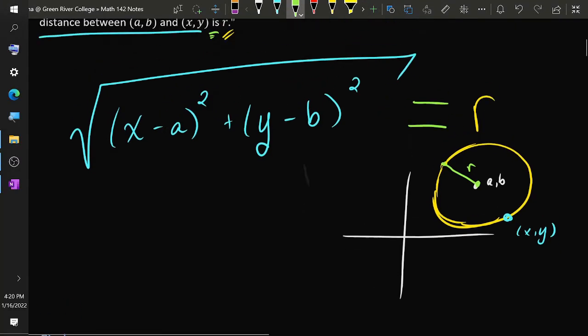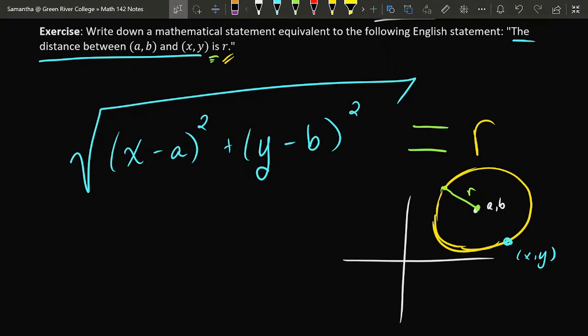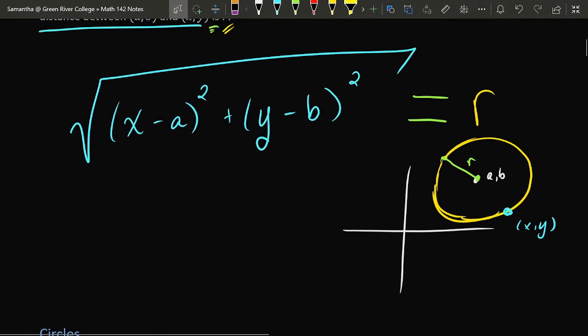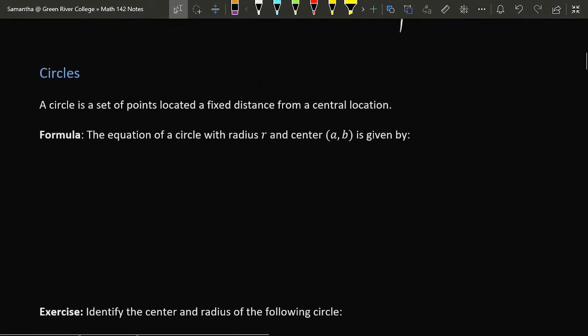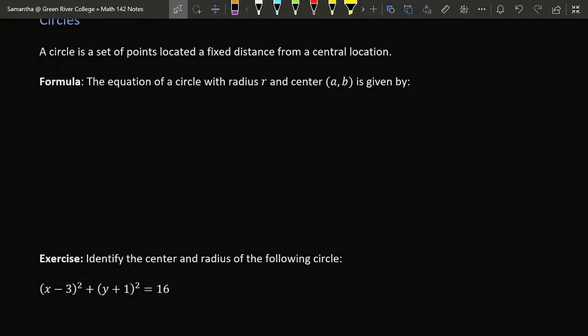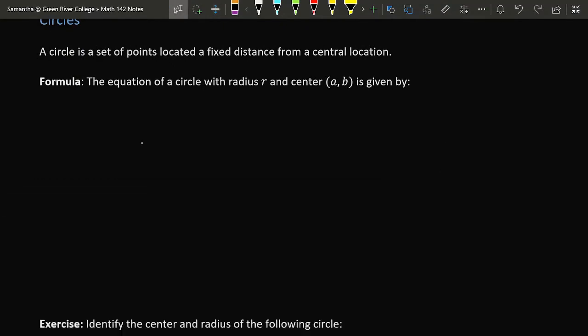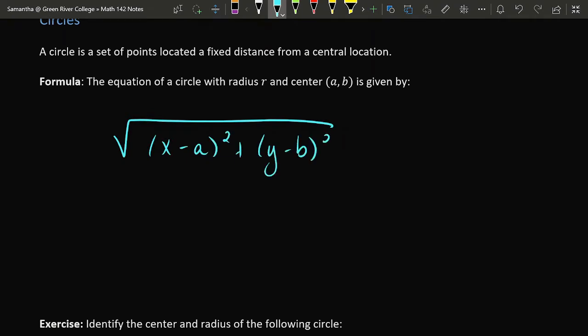So what we have obtained in this exercise is a formula that can be used to express the equation of a given circle. A circle is a set of points which are located a fixed distance from a given central location. And the equation of a circle with radius r and center (a, b) is given by the square root of the quantity x minus a, plus y minus b, both squared, has to be equal to the radius.